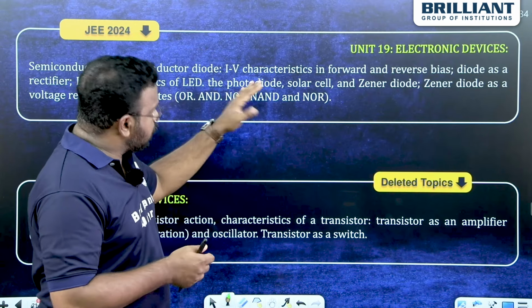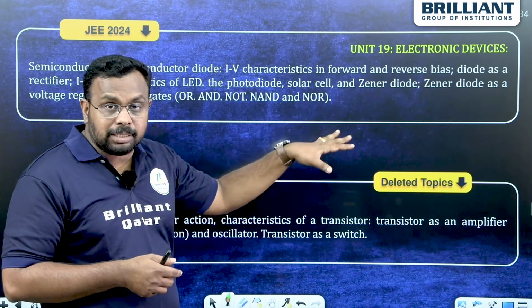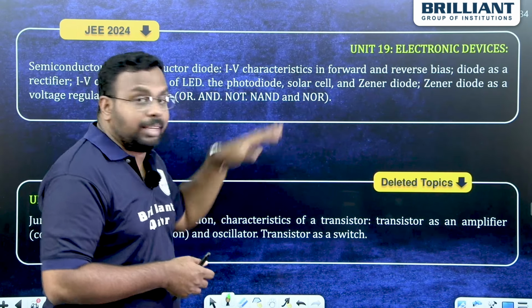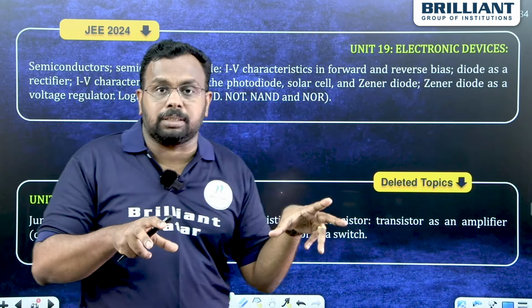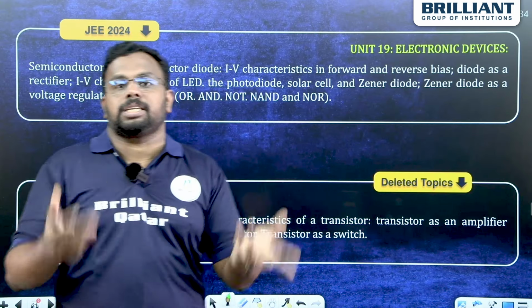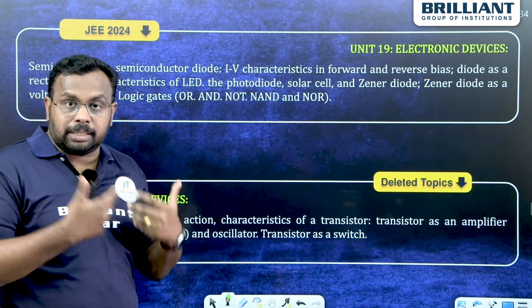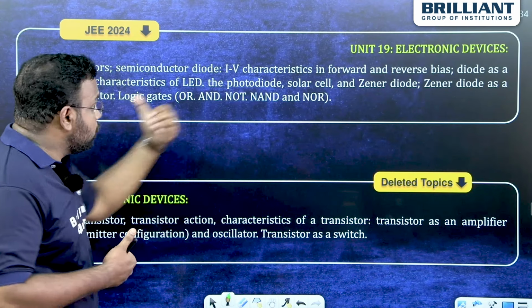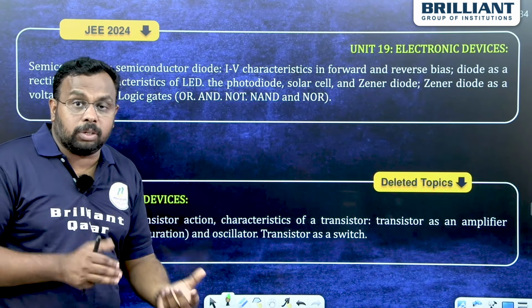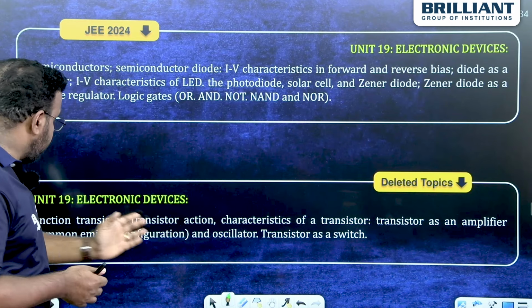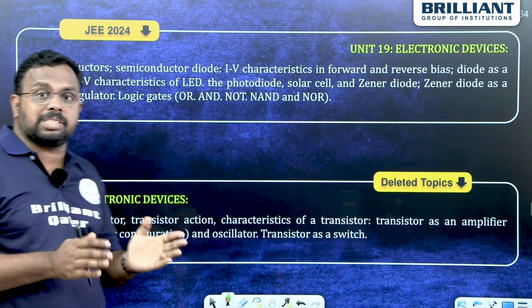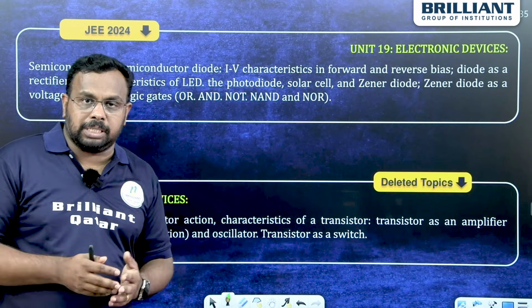So it's actually easy, but you need to practice, especially the logic gate questions. They look easy, but the probability of making a mistake is very high. Chance of making a silly mistake is very high. So you need to practice more questions to rectify the probable mistakes and to get marks from that. And the deleted topic is transistor. Transistor is completely deleted from this chapter.